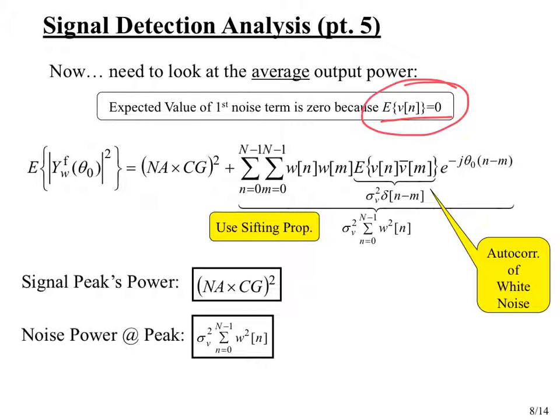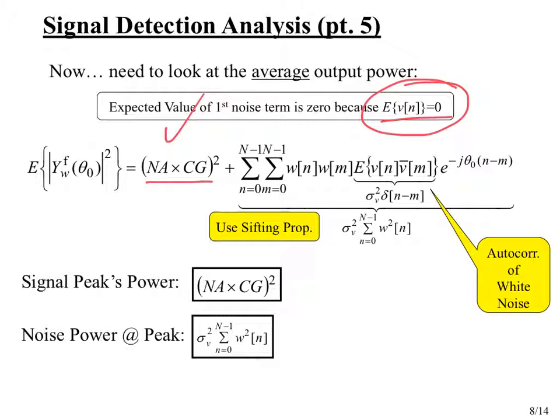And the expected value of the first term, the signal term, well, there's nothing random in there. N is not random, A is not random, coherent gain is not random. So the expected value of 5 is 5. So the expected value of N a Cg squared is N a Cg squared.